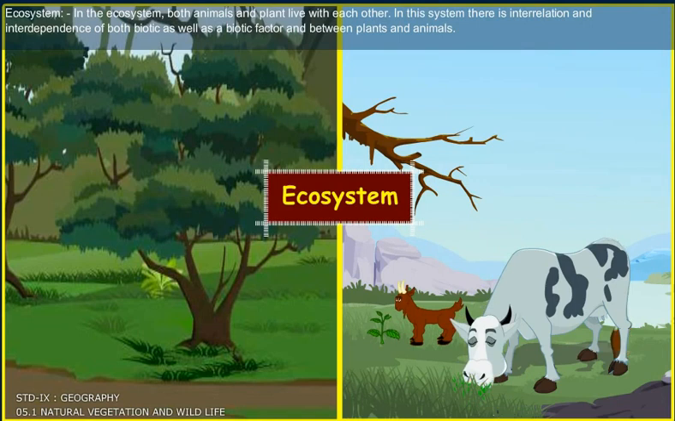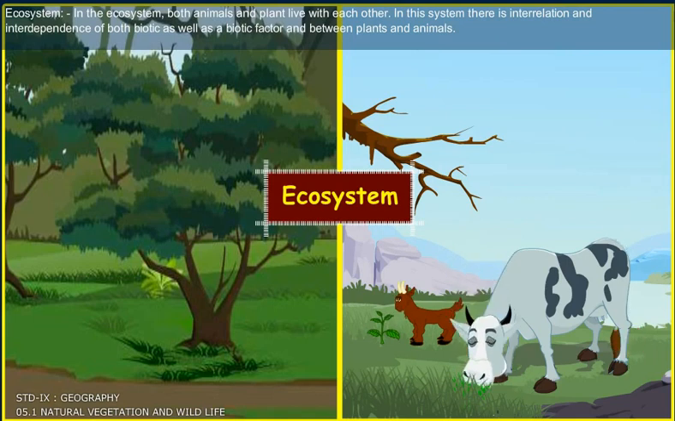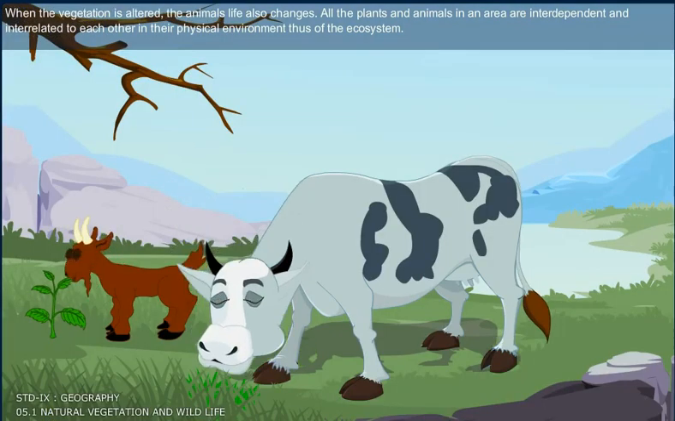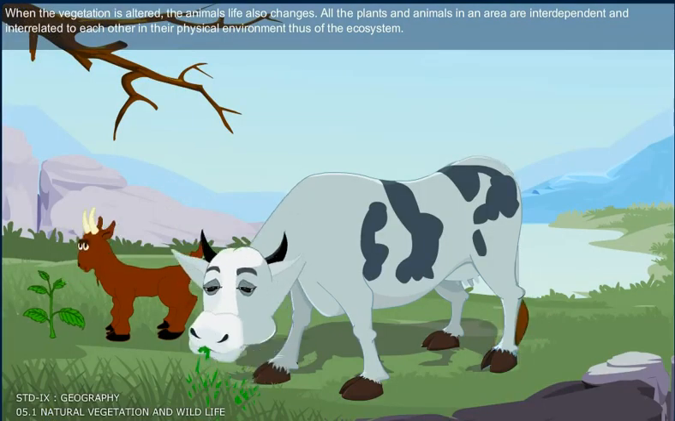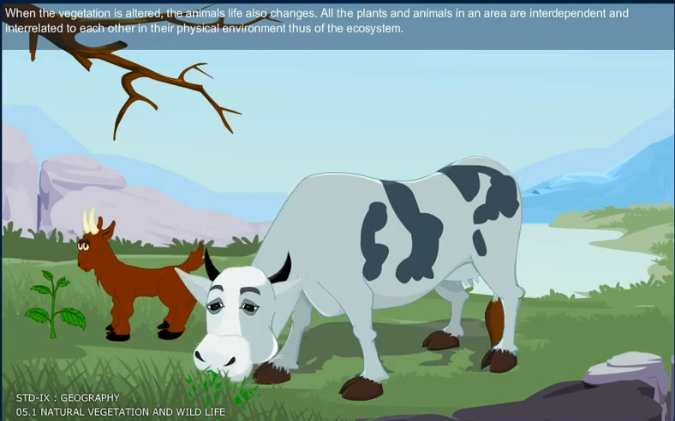Ecosystem. In the ecosystem, both animals and plants live with each other. In this system, there is interrelation and interdependence of both biotic as well as abiotic factors and between plants and animals. When the vegetation is altered, the animals' life also changes. All the plants and animals in an area are interdependent and interrelated to each other in their physical environment, thus forming the ecosystem.